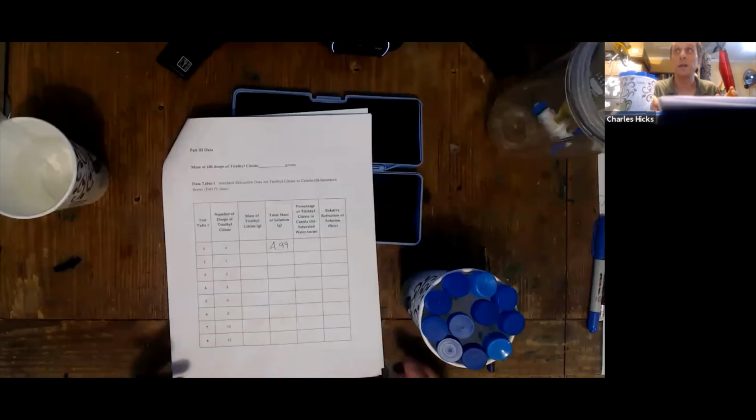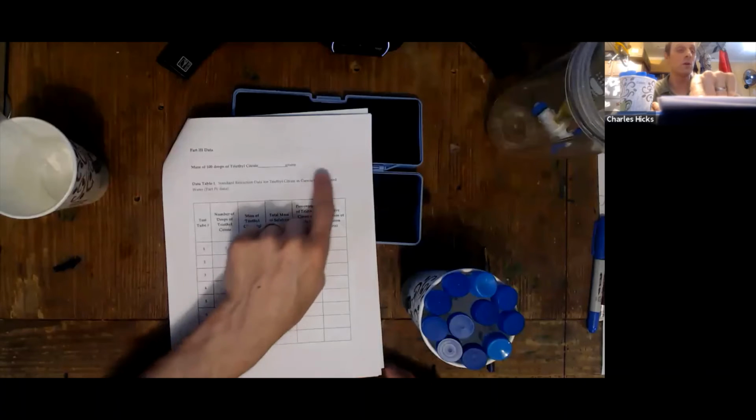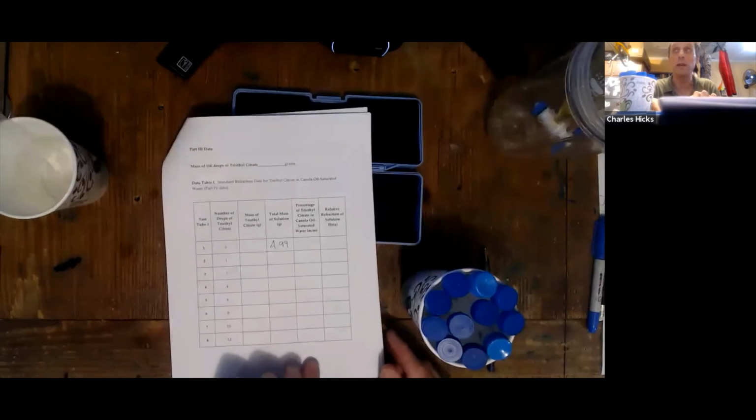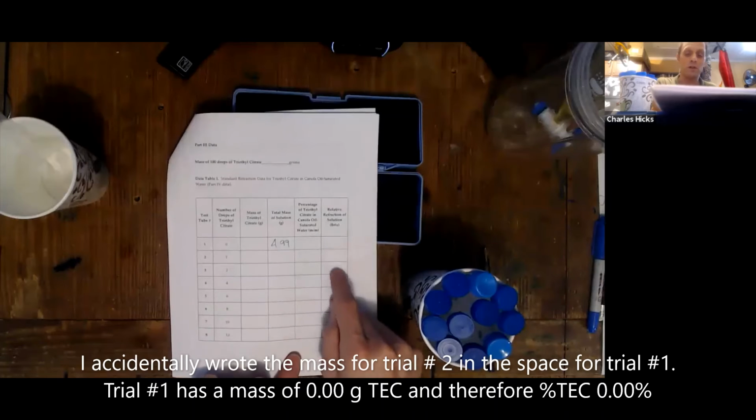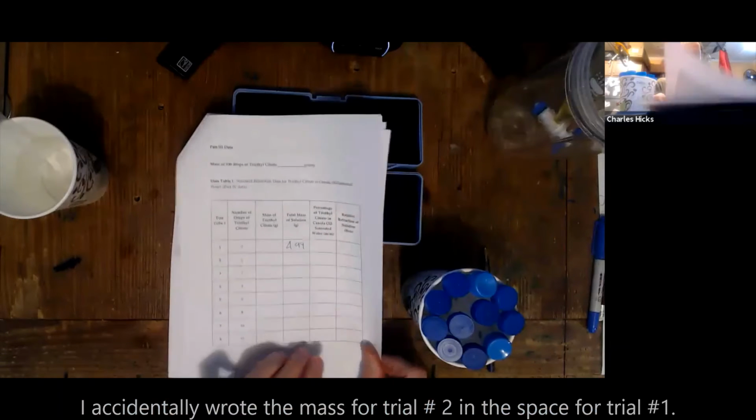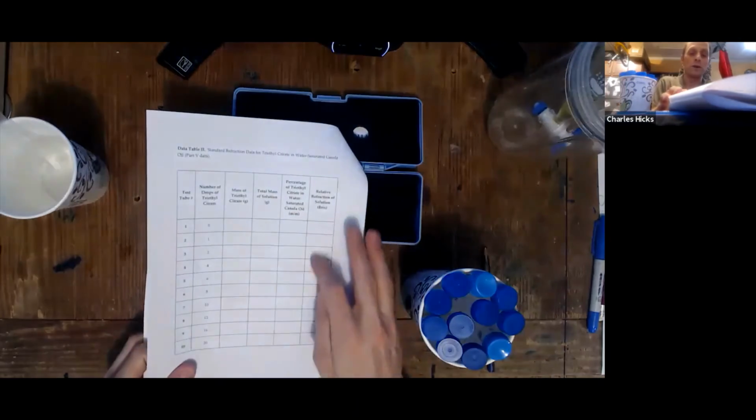You'll notice there are 2 data tables because we have 2 sets of solution, the water-based and oil-based. So this is the canola oil saturated water. That means that's the water-based solution. You would be recording your relative refraction values there. And for the oil-based solutions, you would be recording them there.